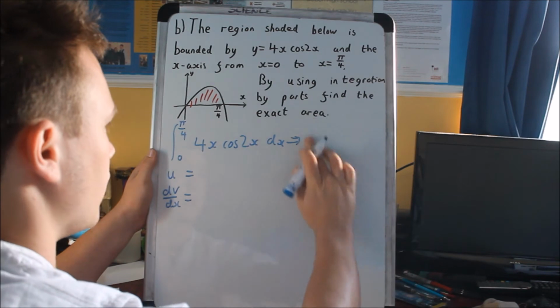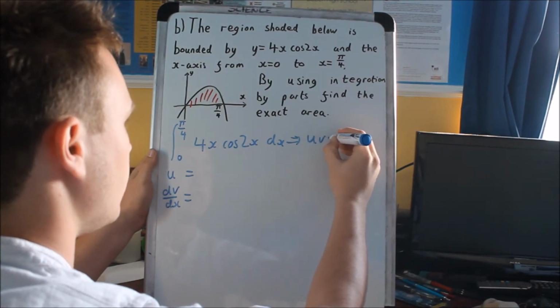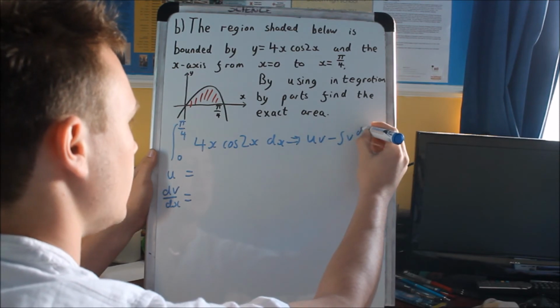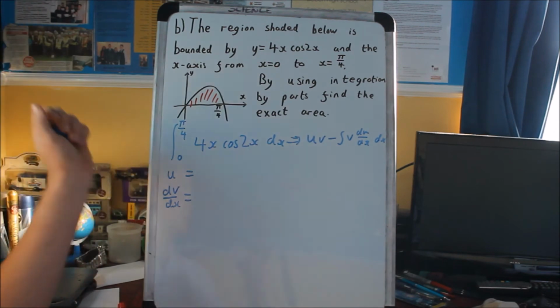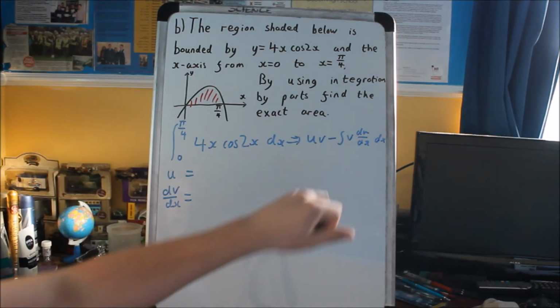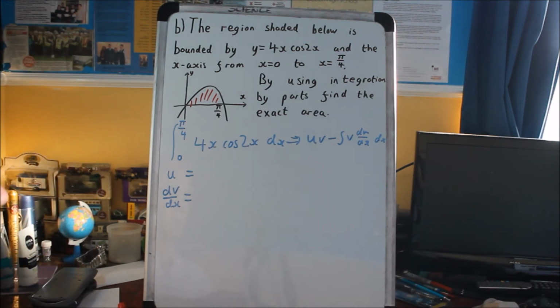I was going to put the integration as the answer, but that's just silly. I'm just going to put the formula here: uv minus the integral of v du by dx. So just a reminder of the formula. You should know that. That should be in your head, and I believe that one is in your formula booklets, and that's good. But I'll just remember that.